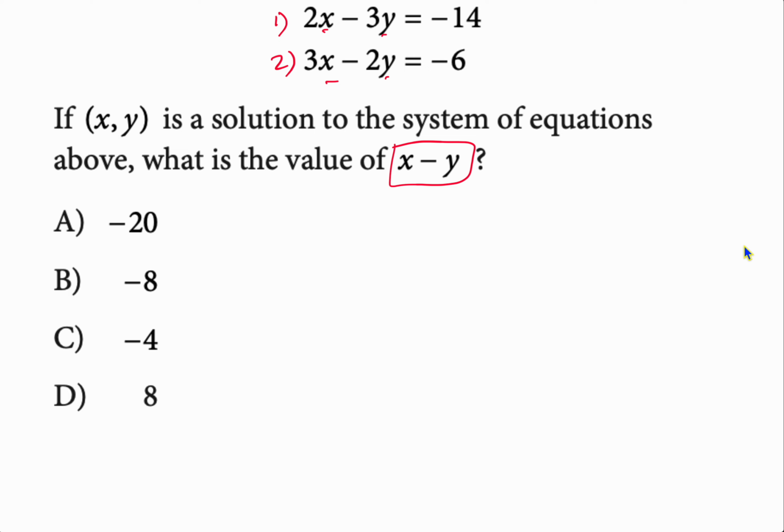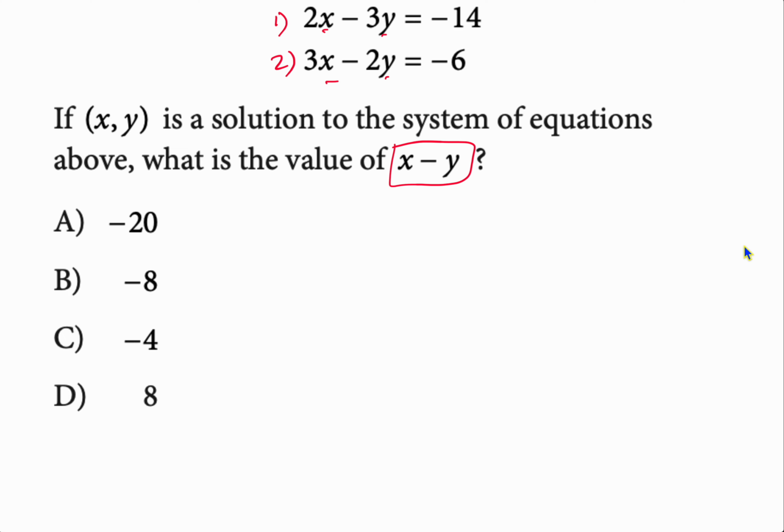So first, your goal is to try to eliminate one of the variables, right? Since you have two variables here in two equations, you need to try to eliminate one variable so that you're down to one variable, and then you can solve for it. So how do we do this?